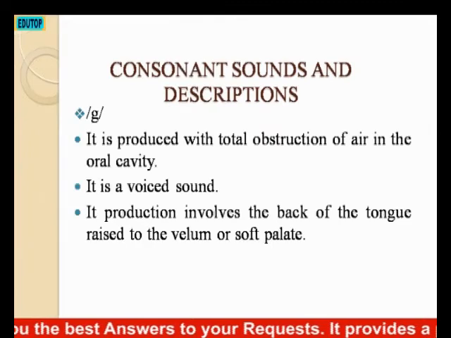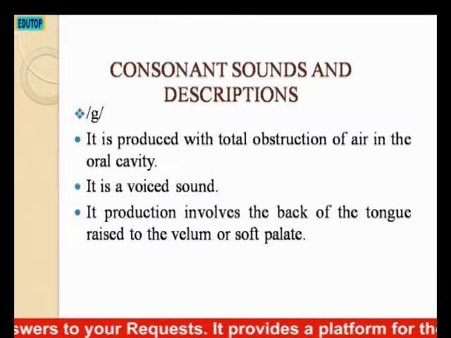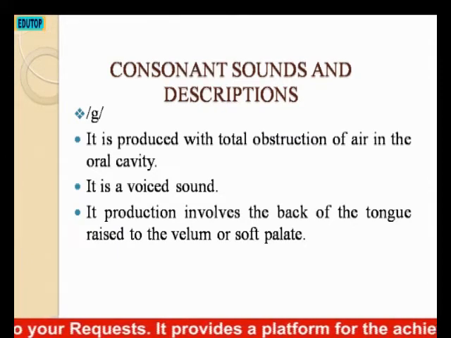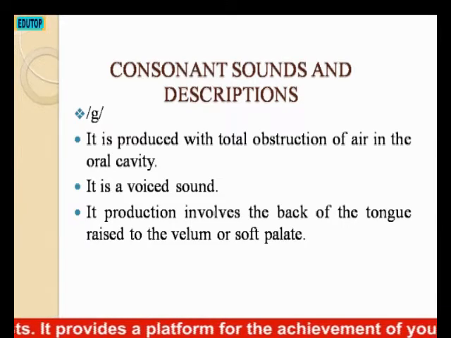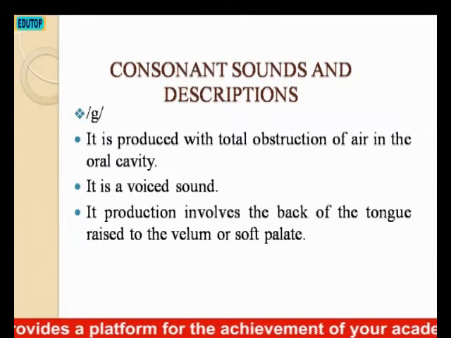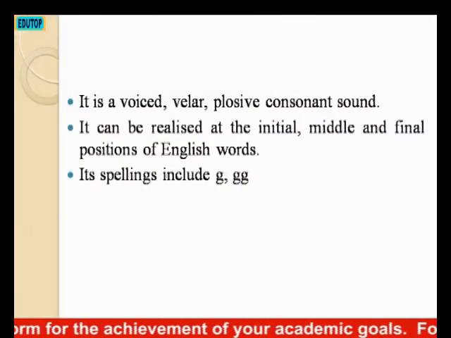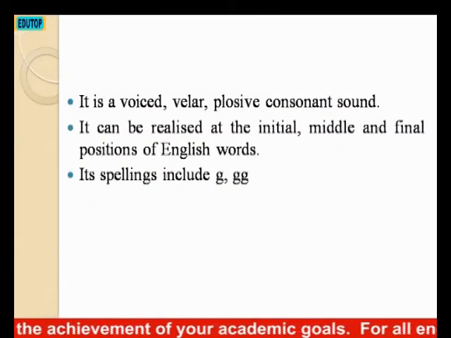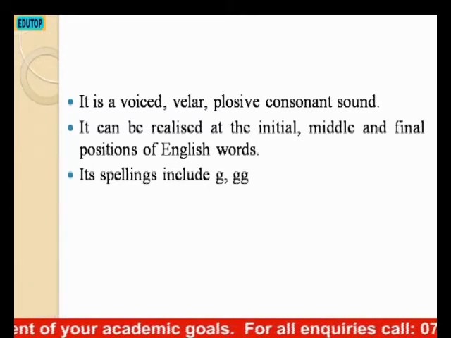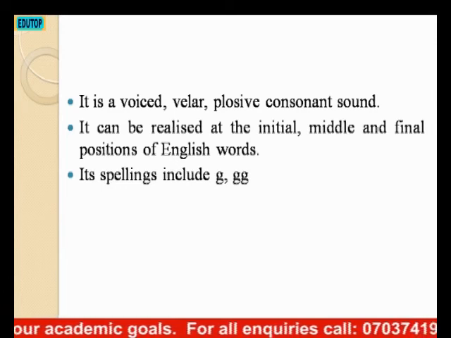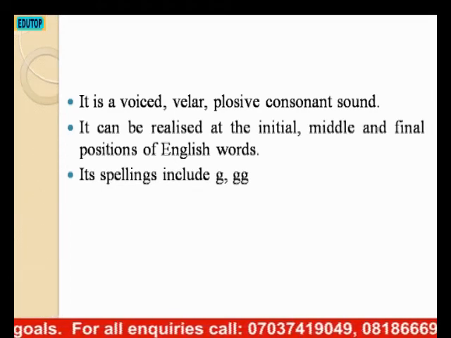And the pair, the second one, G. This is produced with total obstruction of air, unlike the K, which is light. It is a voiced sound, and it is also produced at the back of the tongue, at the back of the mouth, close to the velum and soft palate. It is a voiced, velar, plosive consonant sound, and it can be realized at the initial, middle, and final positions of English words. The spellings of G include G and double G.